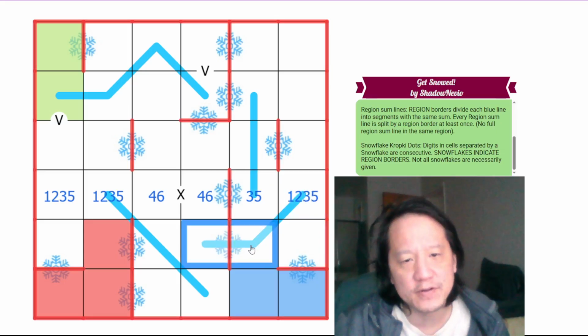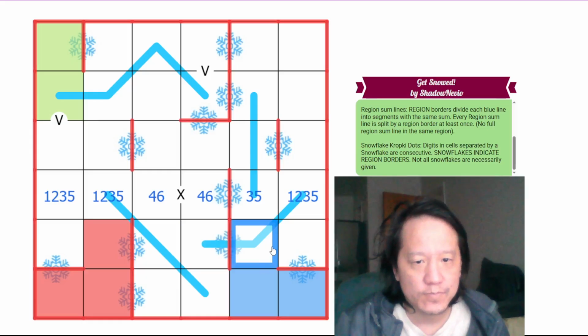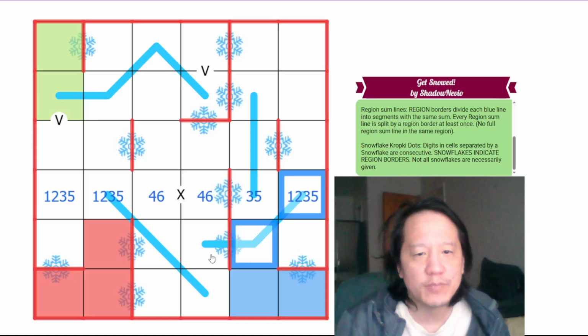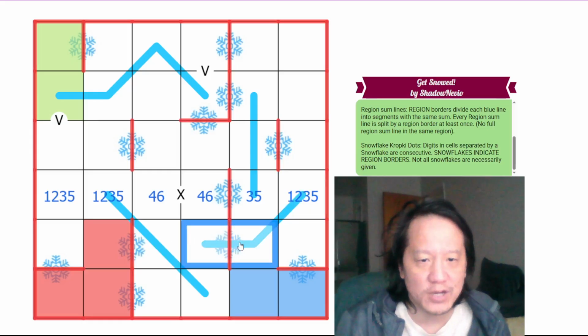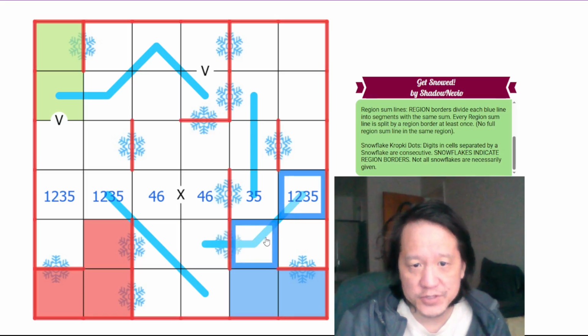This is definitely a border. And these are consecutive. So one thing we know is this can't be divided into 3 separate regions, because if it were 3 separate regions, the problem is that these 2 digits would have to be the same. And you can't have 2 digits that are the same in the same row or column. So these 2 must be the same region.